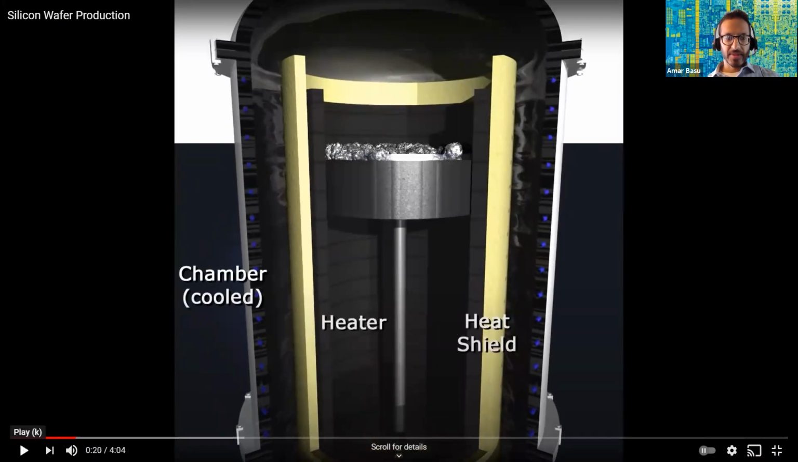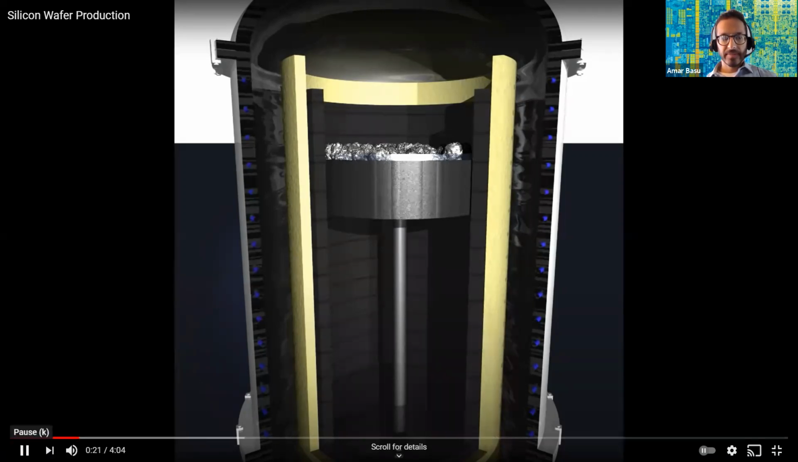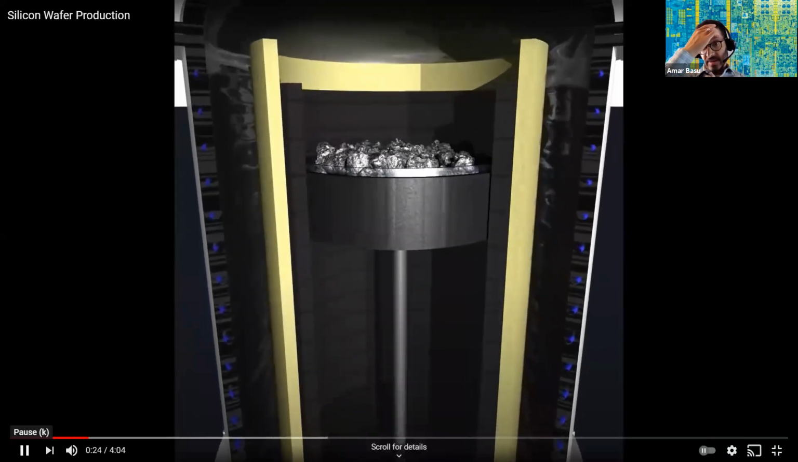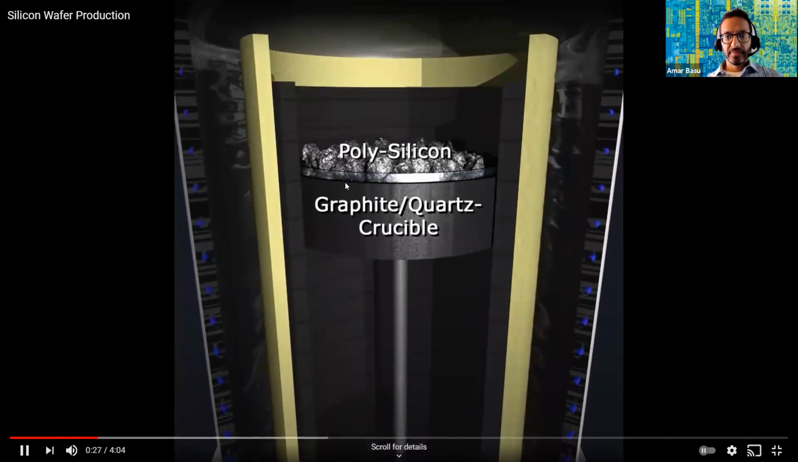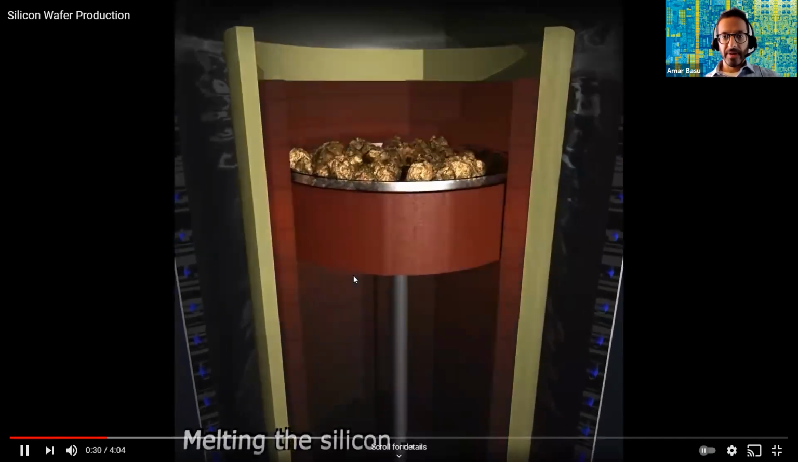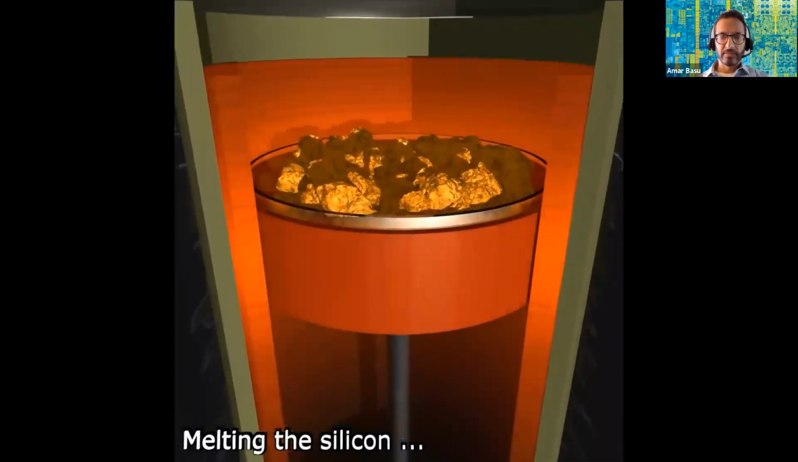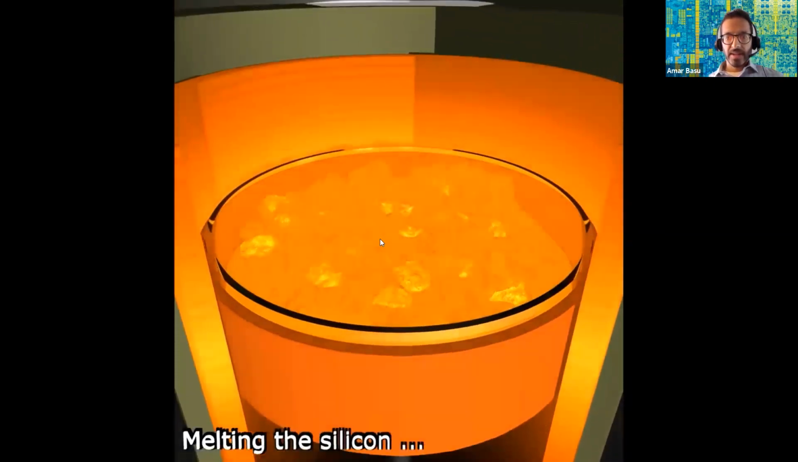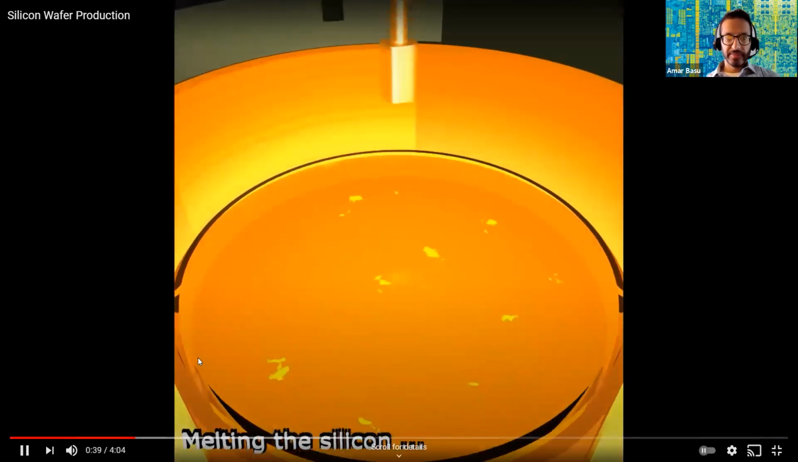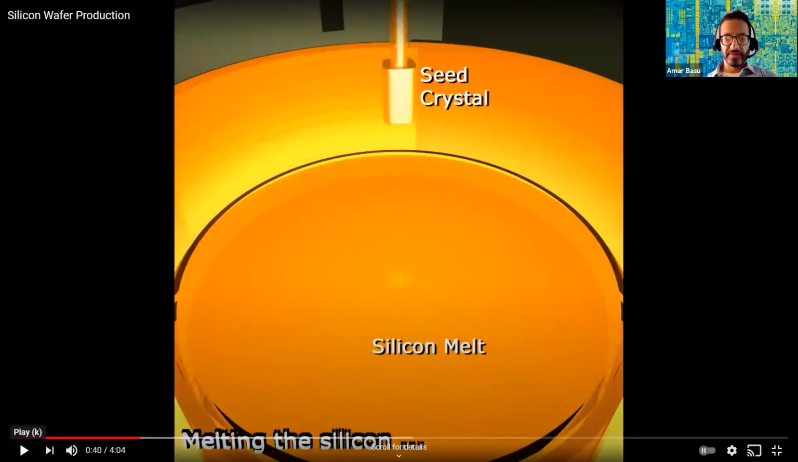There's a chamber here, a heater down here, and a heat shield here because this thing is going to get super hot. At the top you can see pieces of polysilicon, but this is not single crystal silicon. What we do here is melt it down. At high temperatures, over 1,000 degrees, it becomes a liquid. This is called the silicon melt.